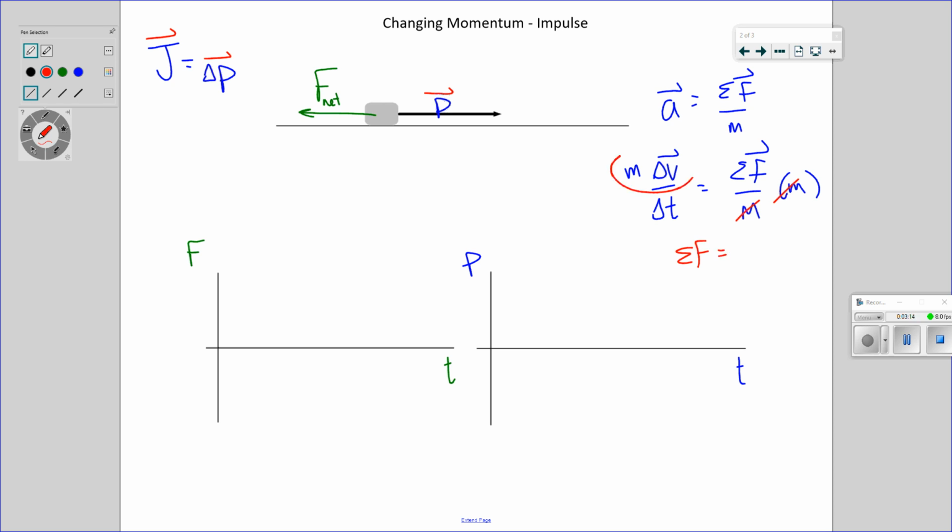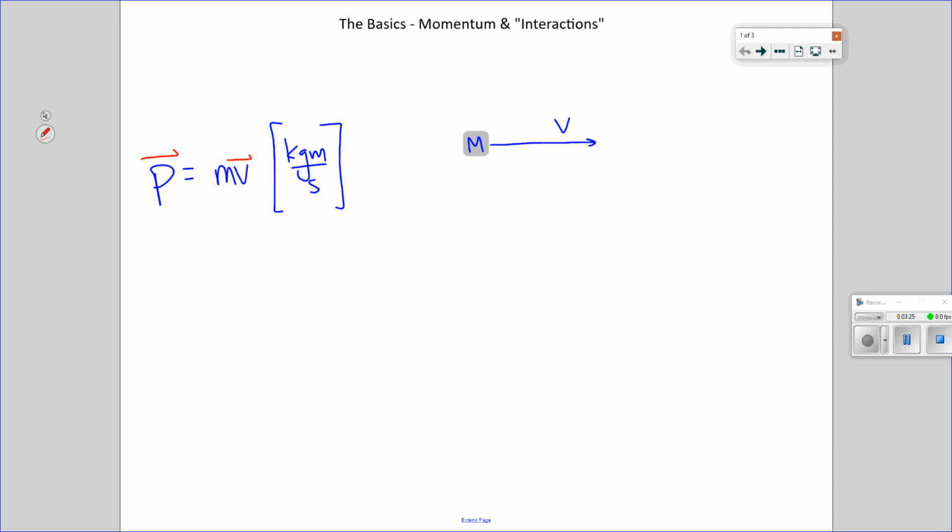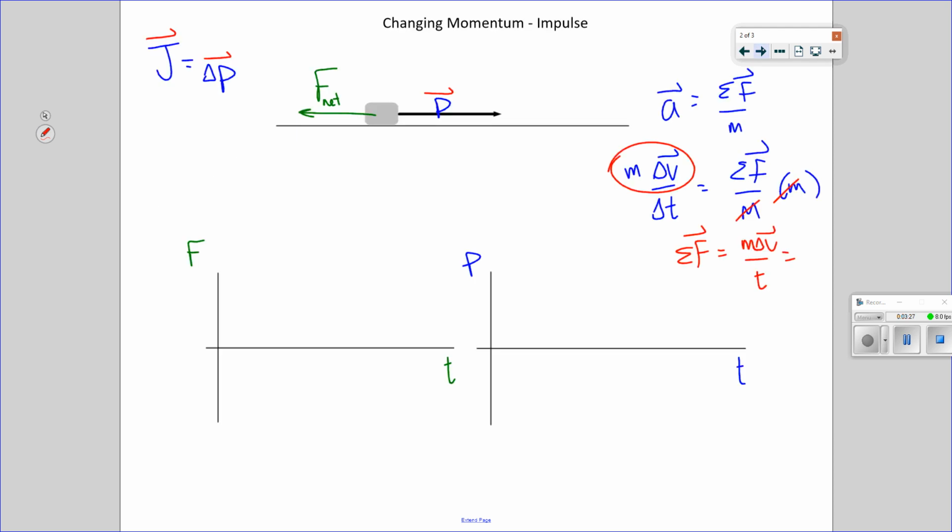we get that net F is m delta v over t. And note, because momentum's definition is the product of mass and velocity, if we have the product of mass and change in velocity, that is delta p. So Newton's second law can be written in a way that says that net F is the rate of change of momentum.